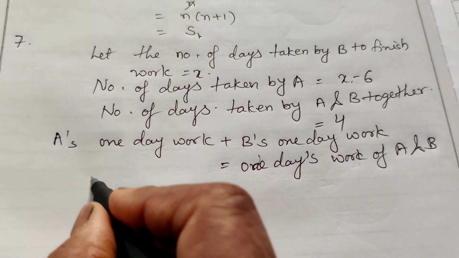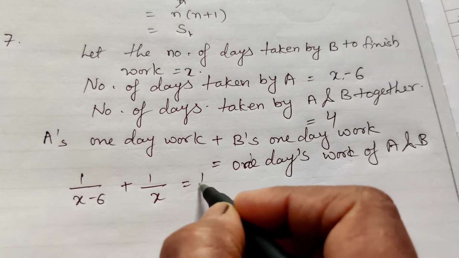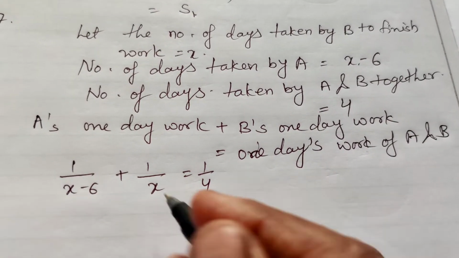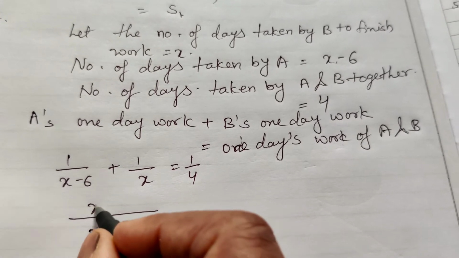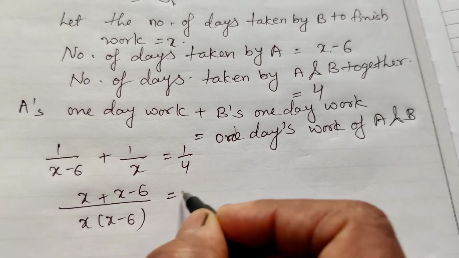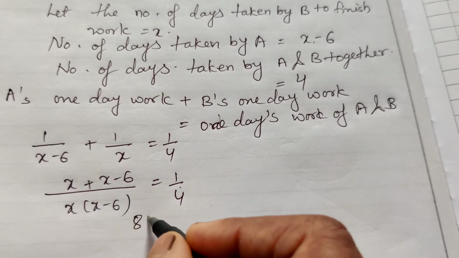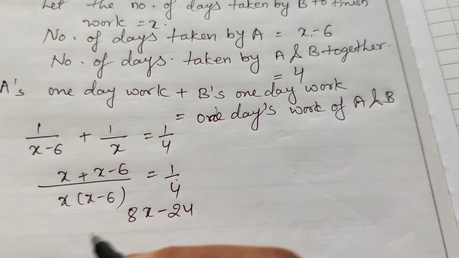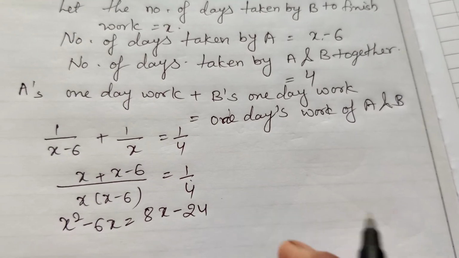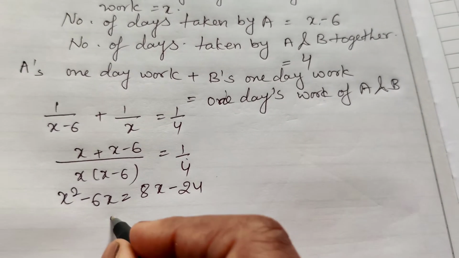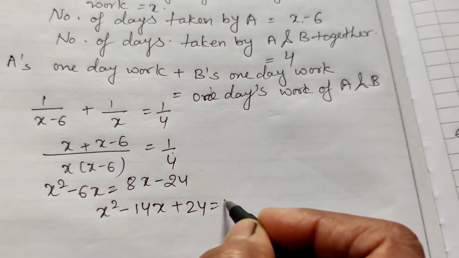According to this, 1 upon x minus 6 plus 1 upon x equal to 1 by 4. Now solve this quadratic equation. x plus x minus 6 over x into x minus 6 equal to 1 by 4. So 2x minus 6 times 4, 8x minus 24 equal to x square minus 6x. Now simplify. So we get x square minus 14x plus 24 equal to 0.